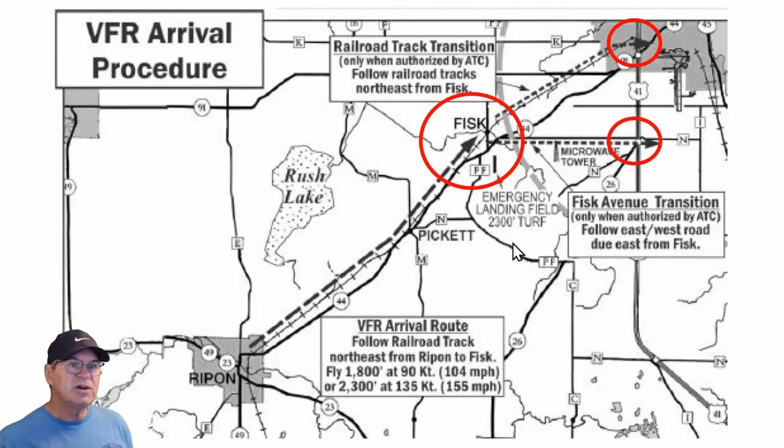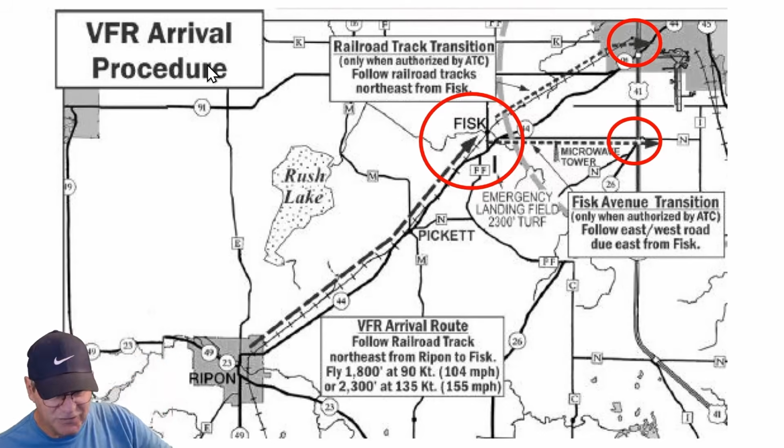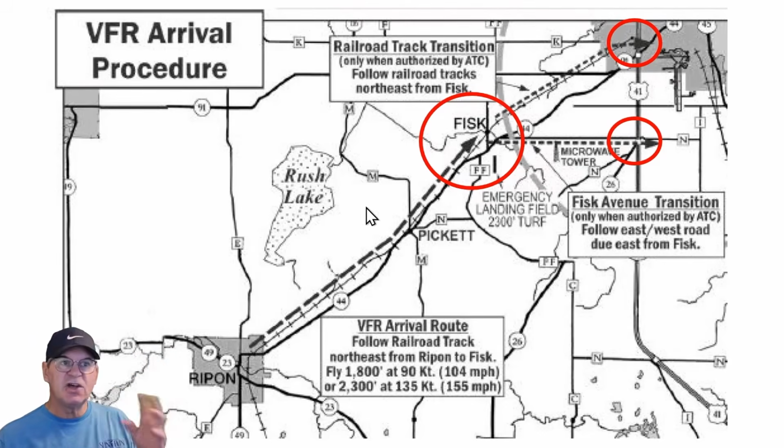Let's just continue on now, just to let you know, it is in the notice. I have to keep forcing myself to say notice. It's in the notice about our VFR arrival procedure. This is not an IFR anything. There's no ILS, there's no needles, there's nothing. It was visual flying. Make sure you're visually over the railroad track and make sure that you are staying at specifically 1,800 feet, 90 knots.